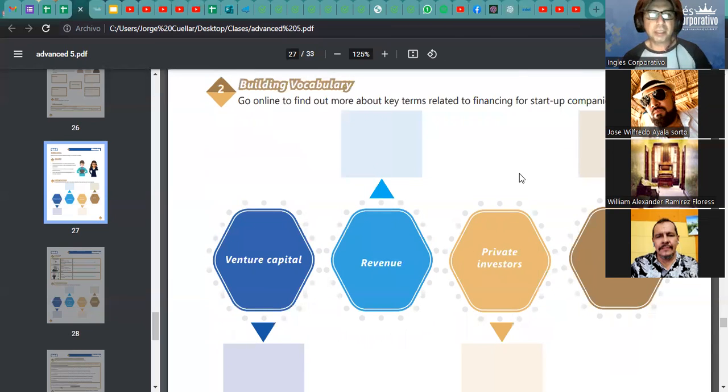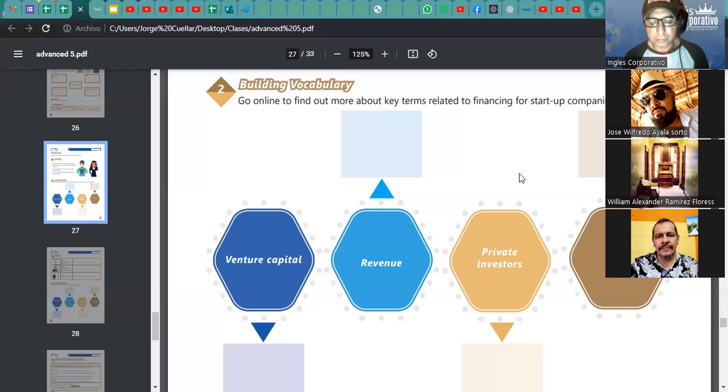What is venture capital? You can look for that on the internet and tell me what venture capital is, my friends. Anybody? It's something like the capital you get from your associates. Something like that? Yeah. The money is definitely the capital, right? So the one that you are going to get, and it refers to the way that you are going to get it. But venture, why venture? Anybody knows that?